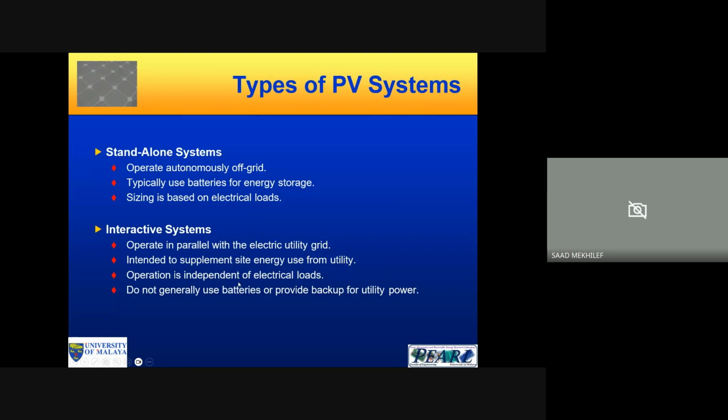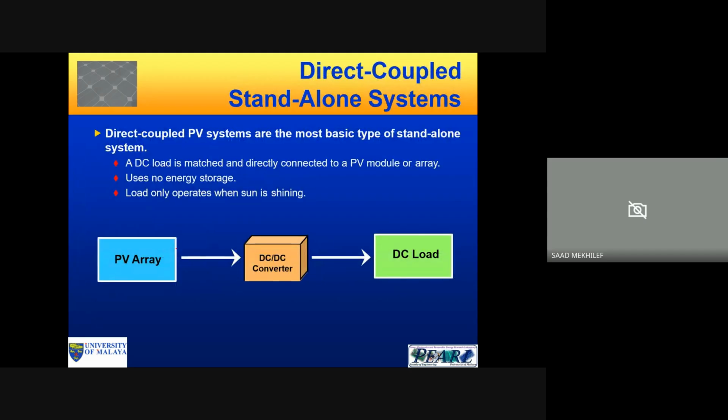Okay, so I think we talked about this before, but there are two types: either standalone or grid connected, which we also call interactive systems. So these are the two types of PV systems. If we look into the direct coupled ones, we call them direct coupled PV systems.